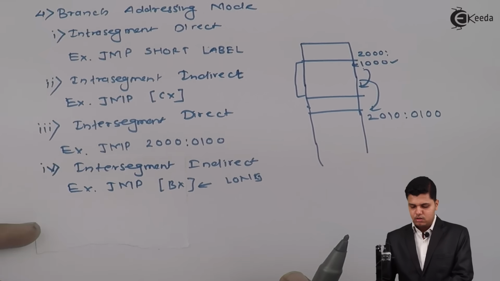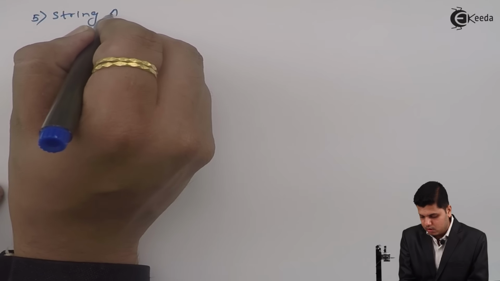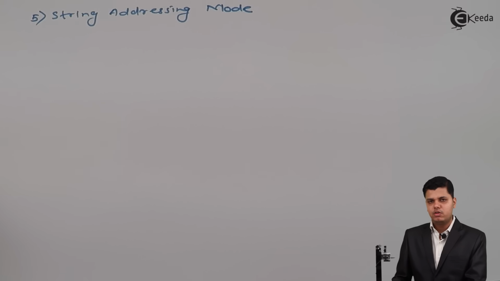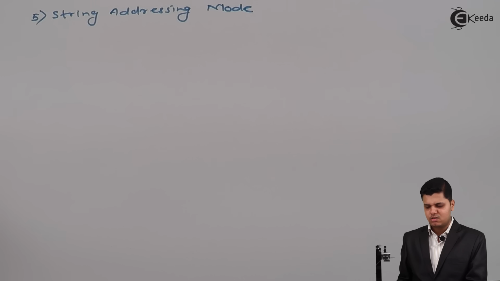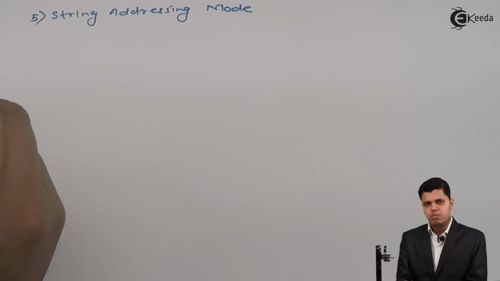Now lastly, the one remaining addressing mode is the string addressing mode. In all the addressing modes we have seen, we saw how the operands are specified. In some cases it is immediate, in some cases through a register, in some cases through memory, and in the branch addressing mode by using direct and indirect. Now in string addressing mode, the operands are by default available in the instruction itself. String addressing mode is a special feature of the 8086 microprocessor in which a number of memory locations are accessed.